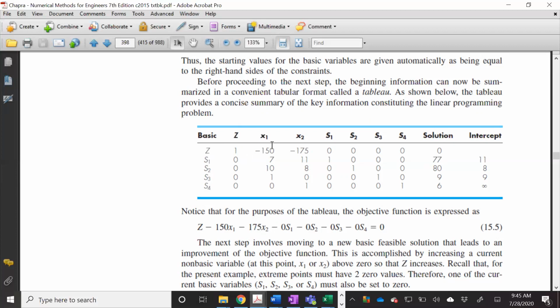S1 you only have in equation 1, which is 7x1 plus 11x2 equals 77. So s2, s3, s4 are 0 because we do not have any of them in the first equation. The second equation only has s2, so s1 is 0, and s3 and s4 are 0. S3 is only in the third equation, and S4 in the fourth equation. So you first fill in all the values here. So Z is equal to 1.